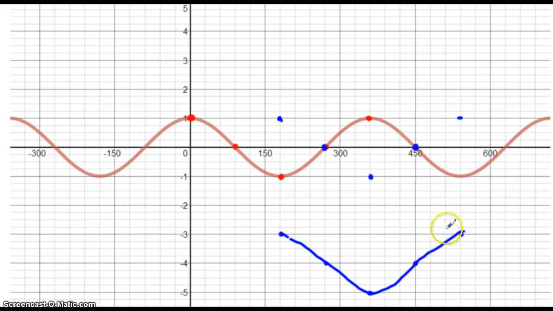We can repeat this process with more key points on our original cosine function to create more cycles.